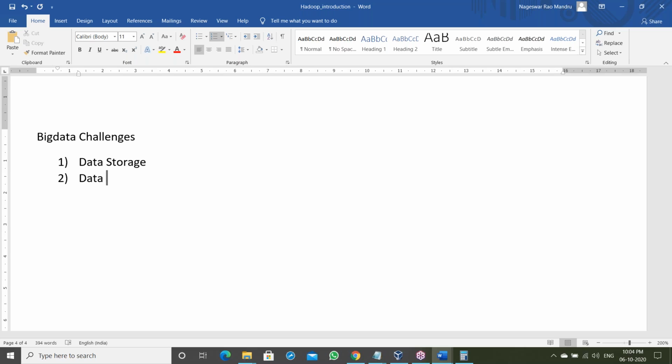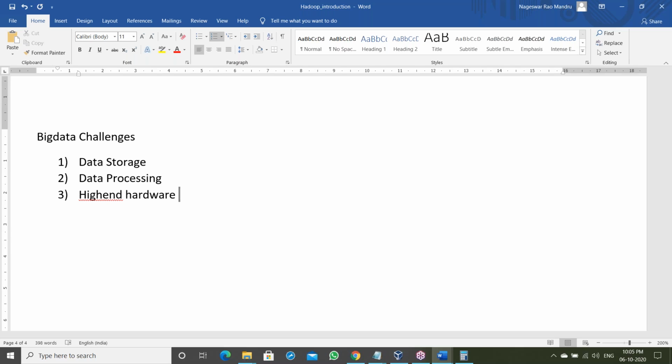So there are many challenges with big data. I'll tell you some important challenges here. Data storage is the main challenge. Next, data processing. Next, with big data, high-end hardware is required. High-end hardware means costly hardware, more infrastructure, expensive. More data means high-end disks are required, maybe a 100 TB disk, maybe a 200 TB disk.